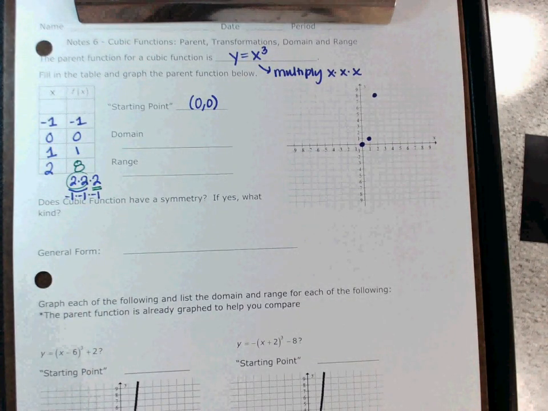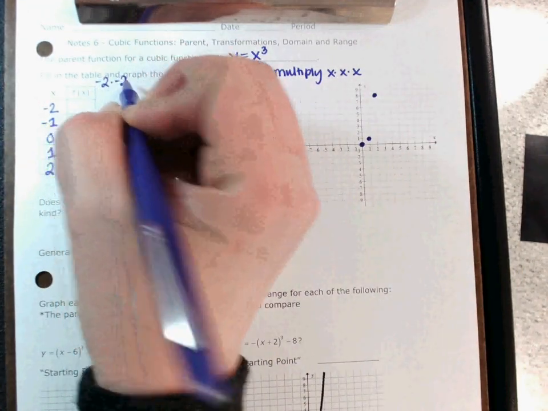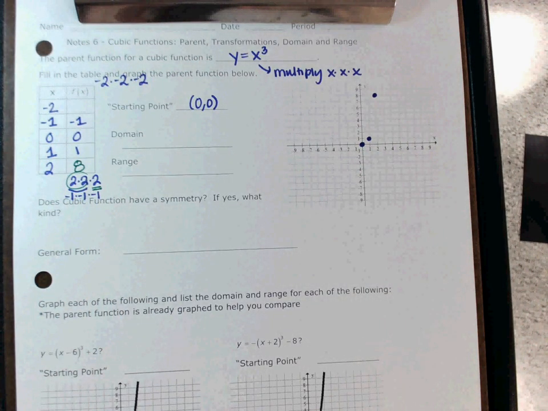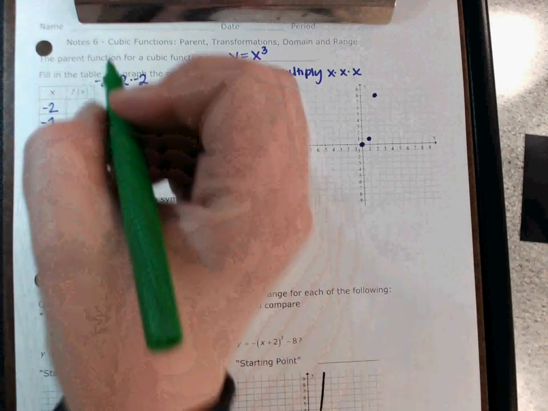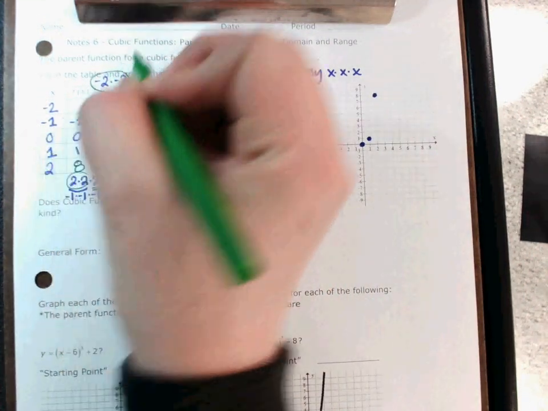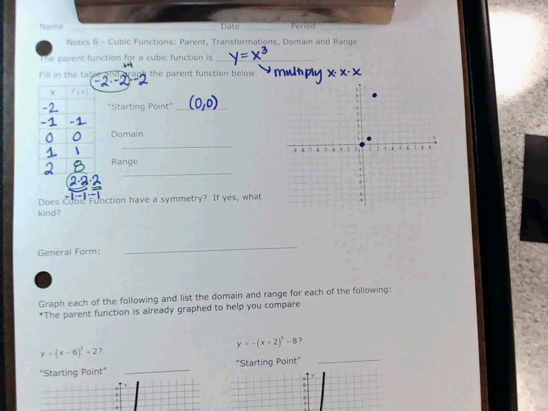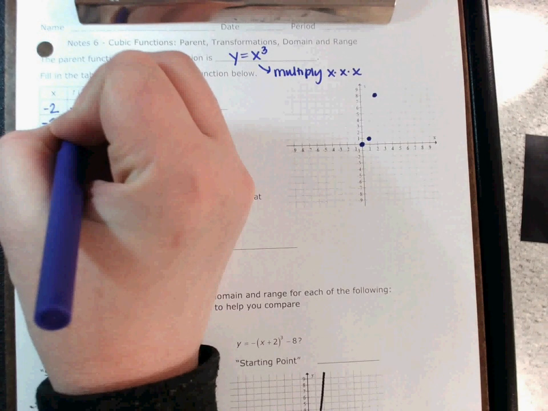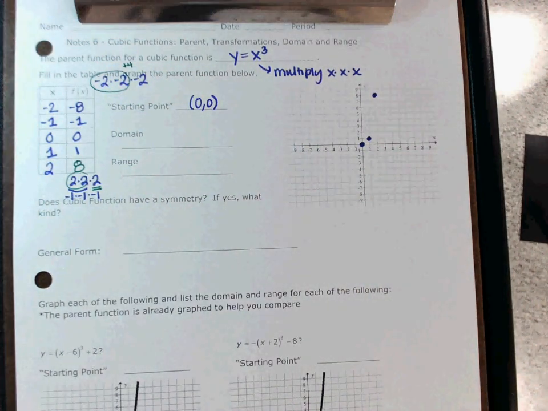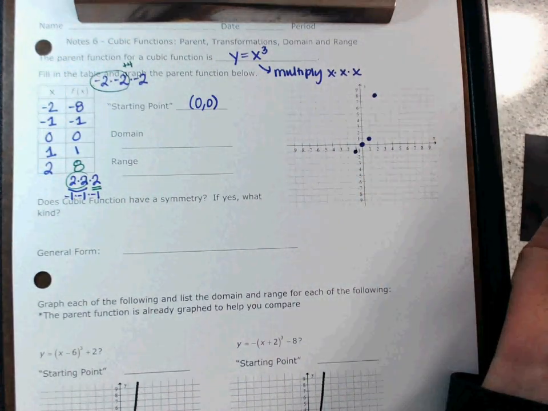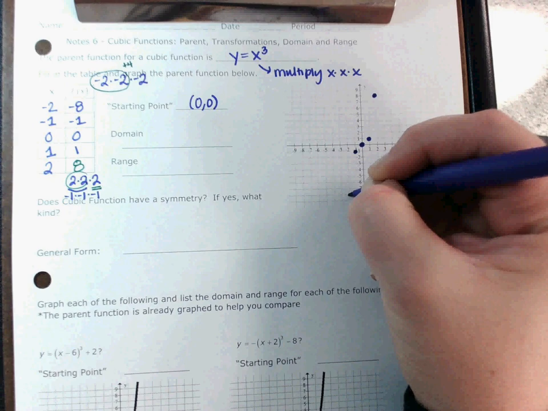Okay, now let's do -2. So I'd have -2 times -2, and then I'm going to have to times by -2 again, because remember, cubed, you have 3 of them. So -2 times -2 gives me +4. But then I have to times that 4 by another -2. So it's -8 as your result. Okay, and then plot those 2 points. So -1, -1 is here, and then -2, -8 is way down here.